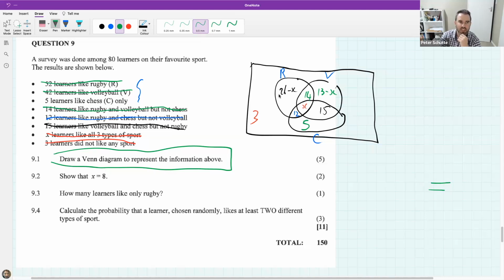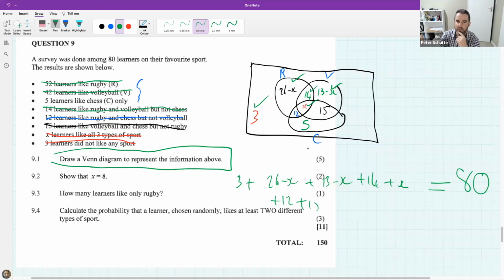Oh yes, Linda, you took the words out of my mouth. Same with you, Tati. So something equals 80. Well, what equals 80? All this stuff equals 80. So you're going to go 26 minus x, plus 13 minus x, plus 14 plus x, plus 12 plus 15 plus 5. And that all equals 80. Now, if I clean this up, minus x plus x goes away.